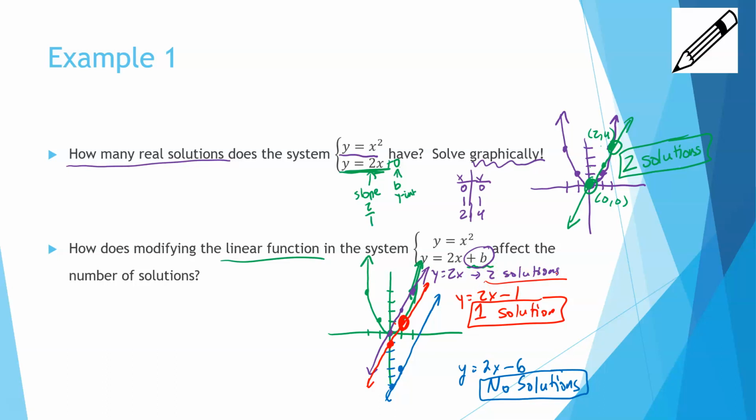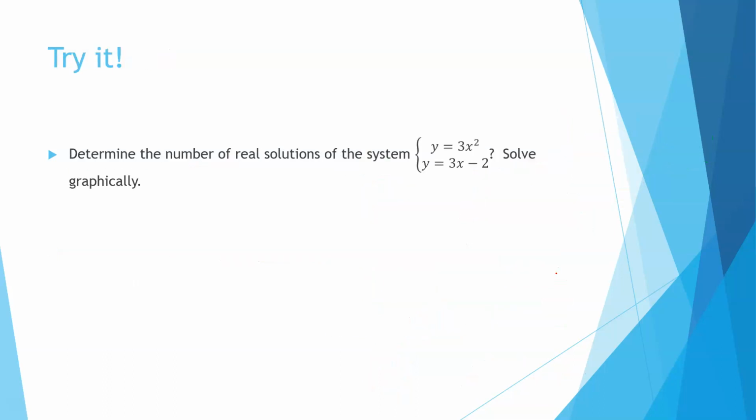I want you to take a second and try an example like this, where it says, determine just the number of real solutions of the system. Okay, so solve graphically, you're just figuring out how many solutions, not what they are. So pause the video, graph both of these in the same grid and see what you get.